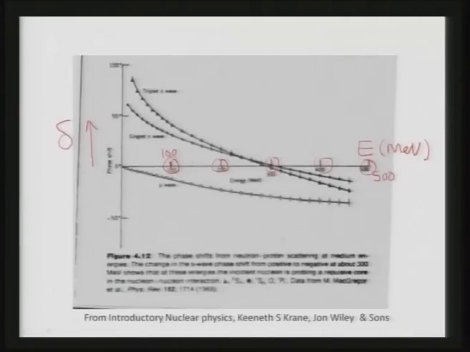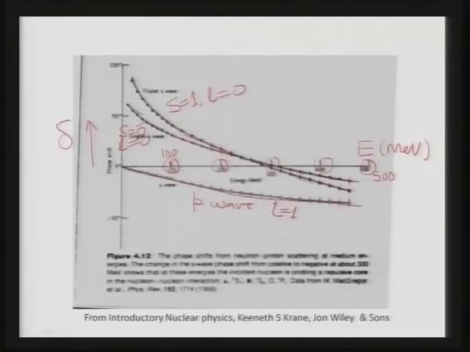Now, there are three phase shift diagrams given. One is this, and this is for singlet S wave. It is called singlet S wave. That means capital S is equal to 0. The other one here is triplet S wave. So, S is equal to 1 and S wave means L equal to 0. And this one that you are seeing here is P wave. That means L is equal to 1.